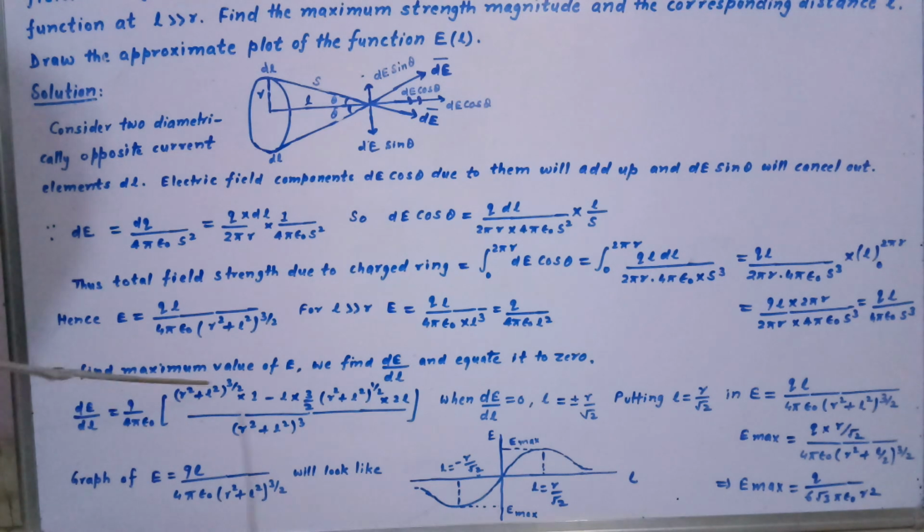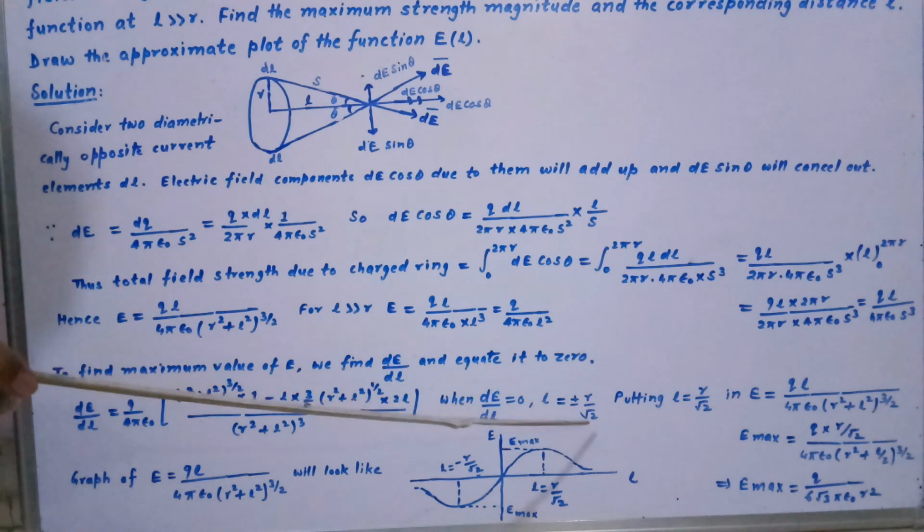L will cancel out and we will be left with Q divided by 4 pi epsilon naught L square. Now in order to find maximum value of E, we differentiate it with respect to L and then we put it equal to 0. So dE by dL will be equal to Q upon 4 pi epsilon naught. Then we apply the quotient rule. So we write denominator into differentiation of numerator minus numerator into differentiation of denominator, divided by denominator square. Then we equate it equal to 0. So we get L equal to plus minus R by root 2.